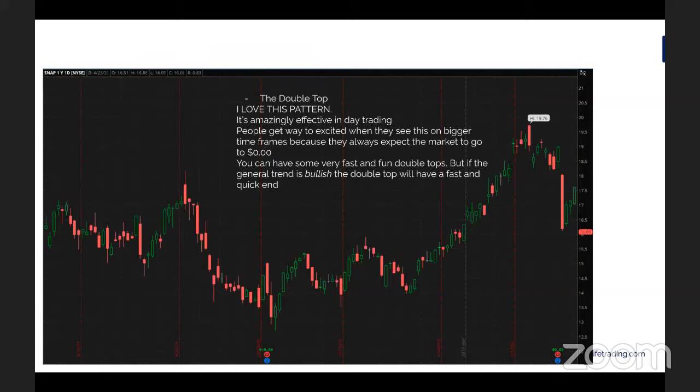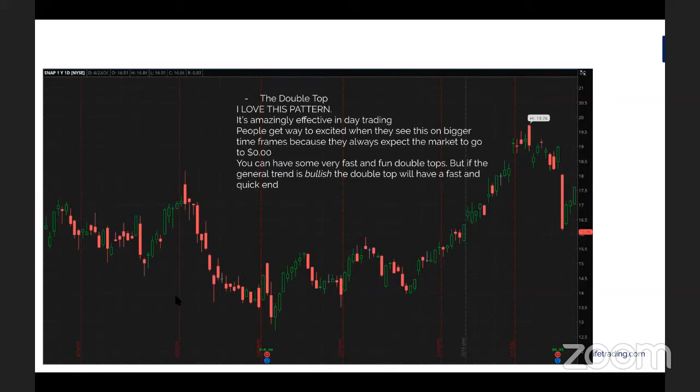Again, that's not really the case. Double tops do go down, but they're not gonna go to zero. It could. I'm not saying it won't go to zero, but I'm just saying it generally doesn't. If you're playing a double top, they're pretty quick oftentimes. Again, I love day trading them because it's a day trade. I can get in and get out.